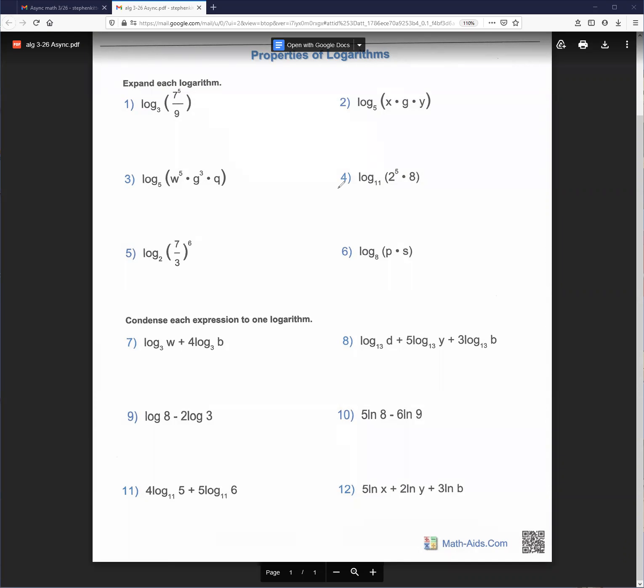Good evening. Today we're going to be talking about some more logarithm properties with expansion and condensing. So let's just hop into it. It says in the instructions here, expand.